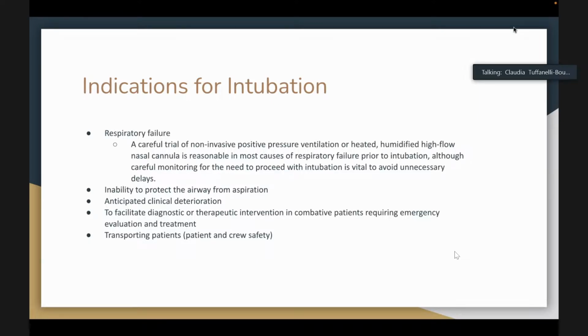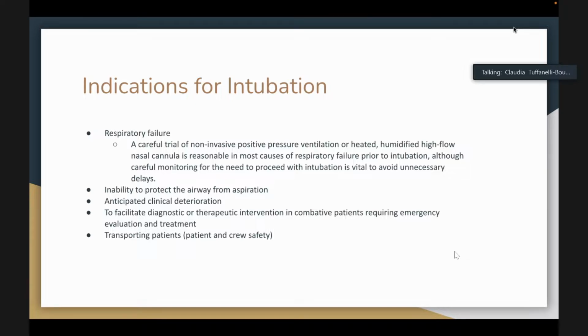Other reasons to intubate would be an inability for somebody to protect their airway from aspiration. So if somebody is having a massive GI bleed and you're worried that they're going to aspirate, or if they are really altered, so we typically say GCS under 8 is an indication for intubation because they can't protect their airway.